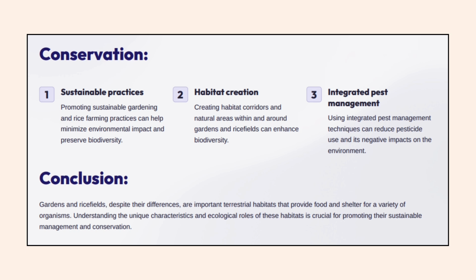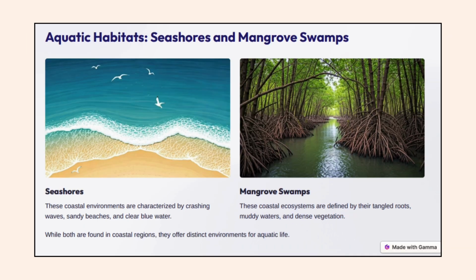So gardens and rice fields, despite their differences, are important terrestrial habitats that provide food and shelter for a variety of organisms. Understanding the unique characteristics and ecological roles of these habitats is crucial for promoting their sustainable management and conservation.